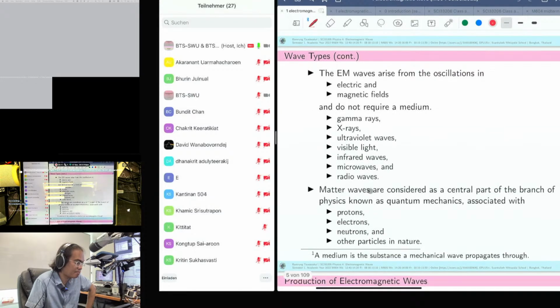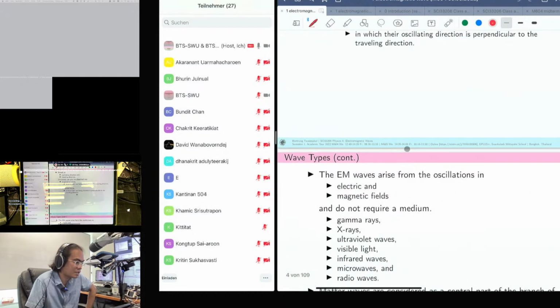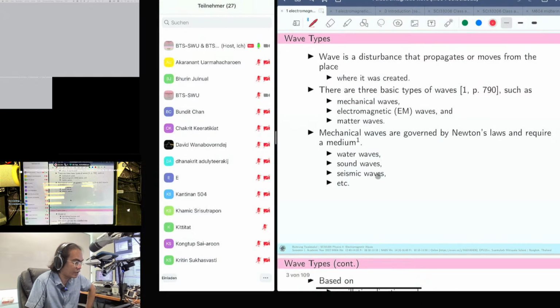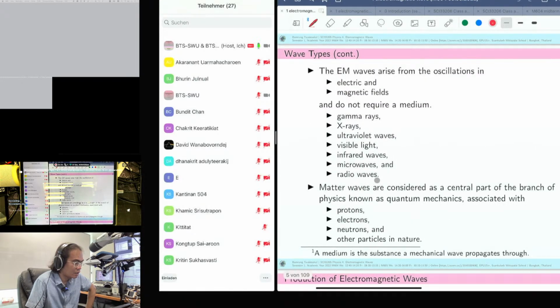All right, matter wave, which is the third type of wave, is known as the central part of a branch of physics, and it's considered mainly in quantum mechanics. It has something to do with protons, electrons, neutrons, and other particles in nature. So this is beyond the scope of our physics at the high school level.